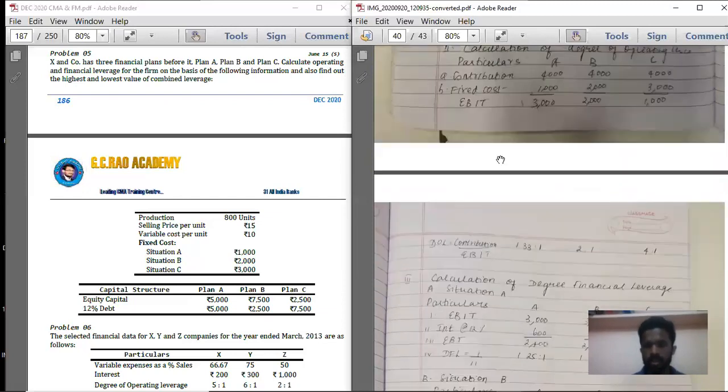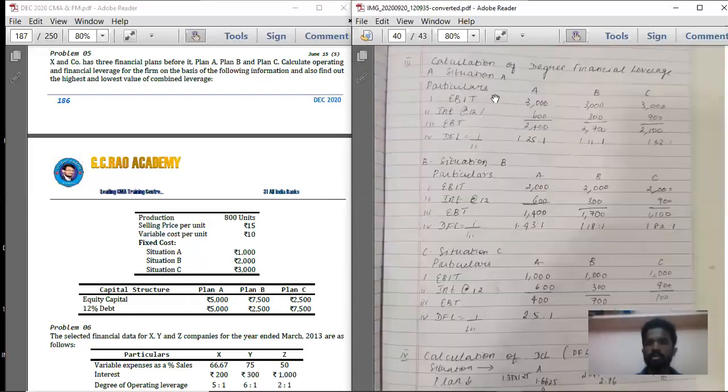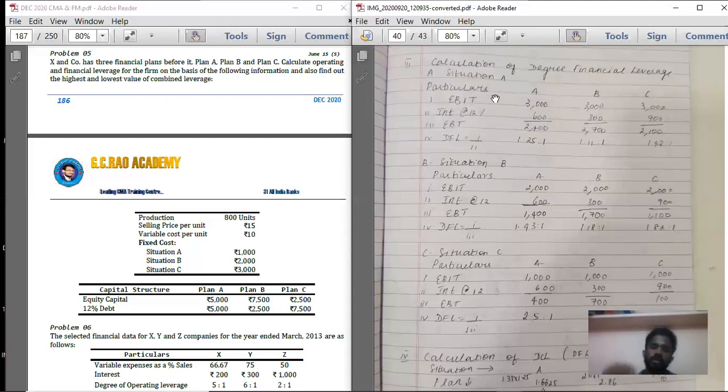Under situation A, if fixed cost is 1000 rupees, EBIT is 3000 rupees. And for this EBIT of 3000 rupees, you should calculate the financial leverage under 3 plans. You understand? And for this fixed cost, the EBIT is 2000. For this 2000, you should calculate 3 capital structures, that is plan A, plan B, and plan C. So that is how you should calculate degree of financial leverage. So it will come totally 9 financial leverages.